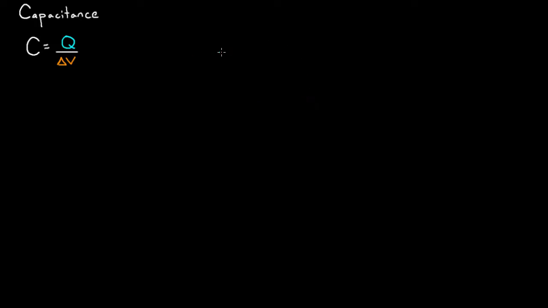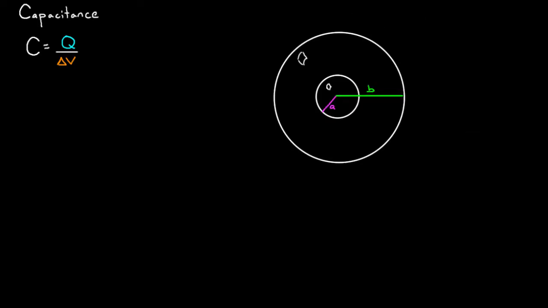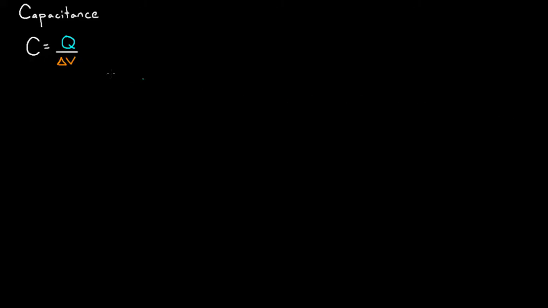All right, so I want to derive the formulas for the capacitance of a parallel plate capacitor, a spherical capacitor, and a cylindrical capacitor. Now you might be like, derive the formulas for? Man, I already know the formula for capacitance. It's charge per voltage. And that's true. This is the definition of capacitance.